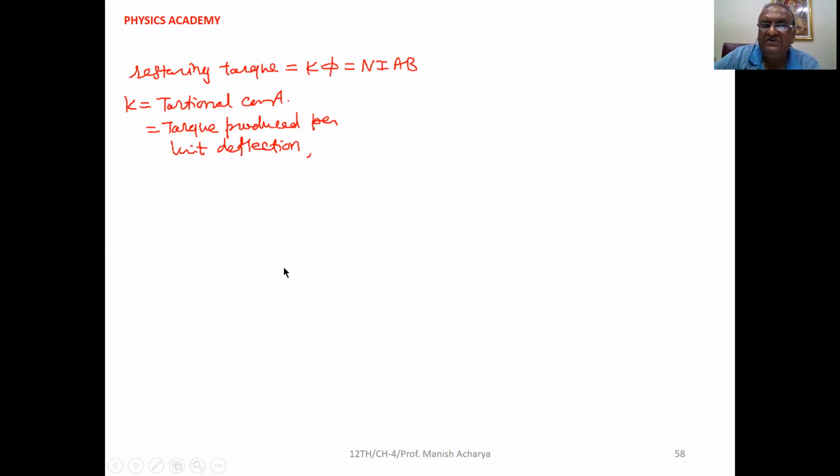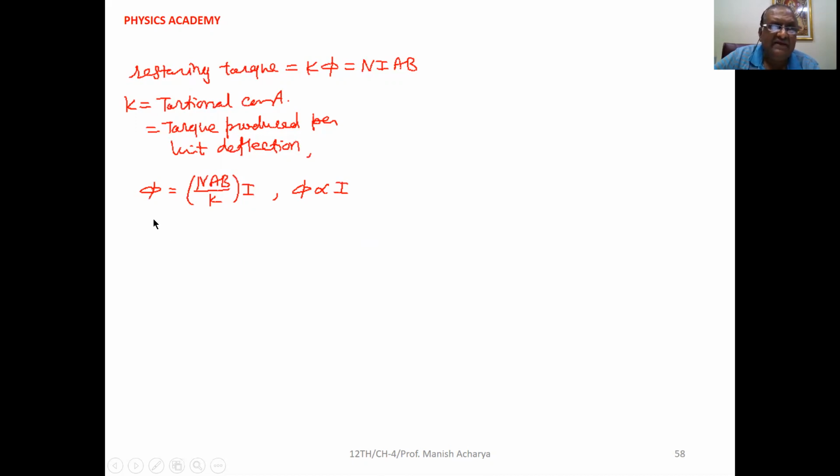So from this equation, we can write phi equal to NAB upon K into I. Torsional constant is the constant for the given spring. N, the number of turns, is constant for the given coil. Area of the coil is constant. B is uniform, so constant.